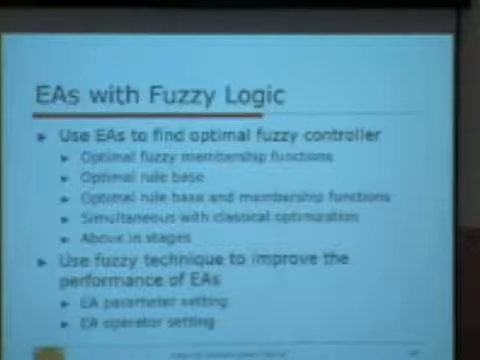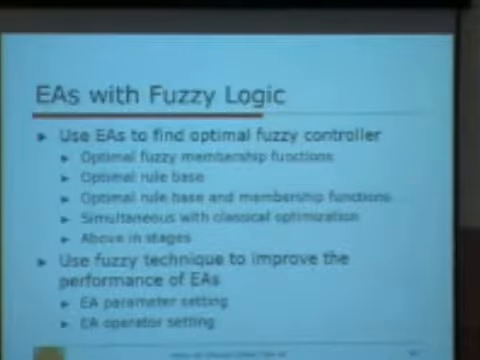With evolutionary algorithms and fuzzy logic, again, you can come up with optimal fuzzy controllers, the fuzzy membership functions, and, if you're doing it for a rule-based system, you can come up with what kind of rules we are going to have there. Fuzzy logic can also be used to improve the performance of EAs by parameter tuning, setting, or operator settings and things like that.